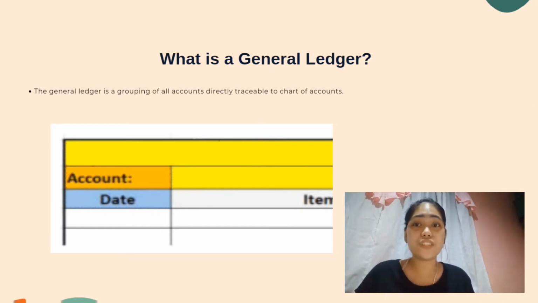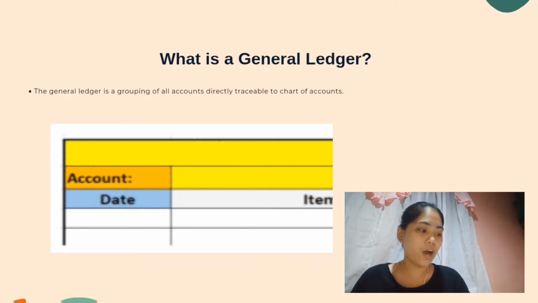So what is the general ledger? The general ledger is a grouping of all accounts directly traceable to the chart of accounts. The difference between the general ledger and the general journal is that the general ledger contains a summary of every recorded transaction, while the general journal contains the original entries for most low-volume transactions.